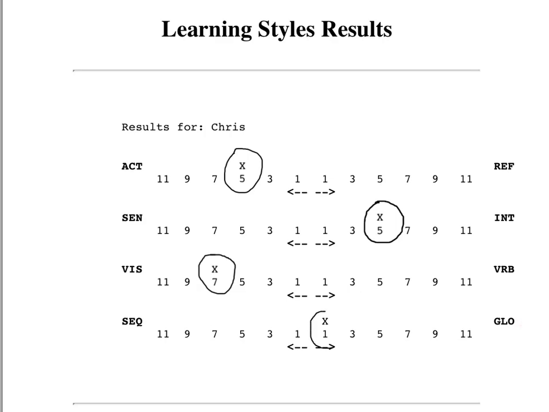As you can see, I tend to just fall in this kind of zone of neutrality between global and sequential learning. So in my case, I favor active learning, intuitive learning, and visual learning, with a somewhat neutral stance when it comes to sequential and global learning. In this same way, you can analyze your own results.